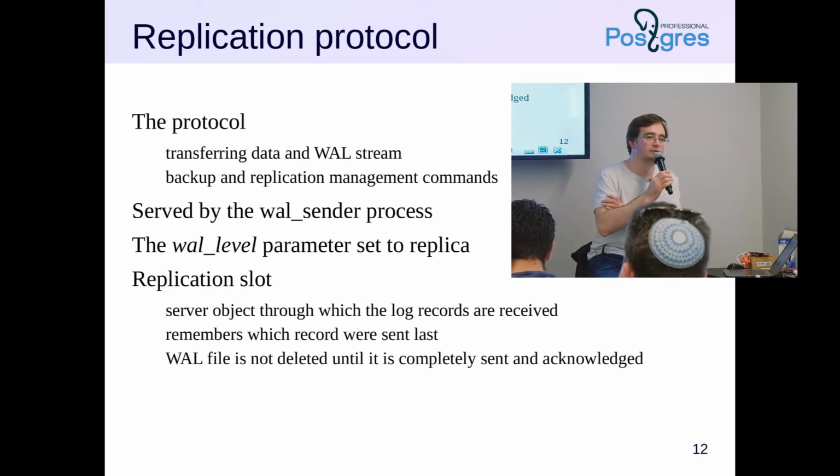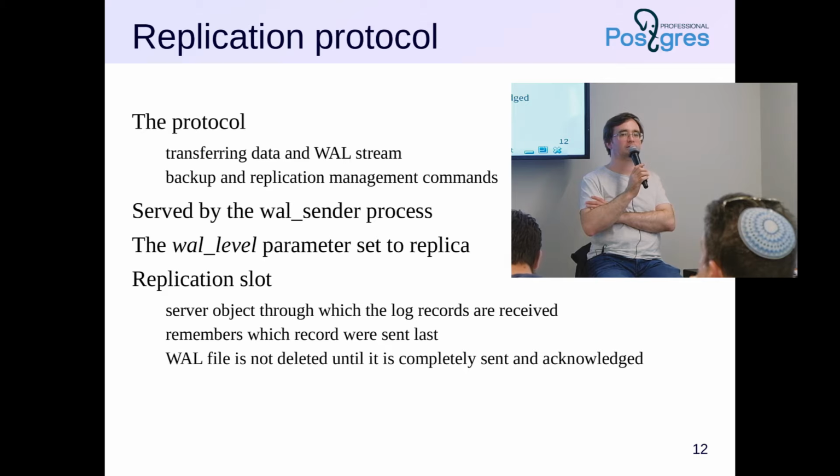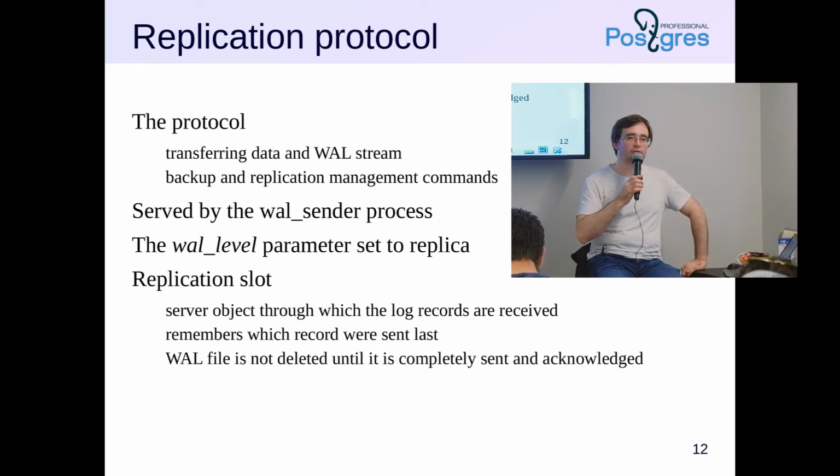And also you can use a replication slot. A replication slot is a database object which remembers what WAL records it sent to a client. And the server will not delete WAL files which were not completely sent to a client, and the client must confirm that it received these files. So a slot is used to ensure that the server will not delete necessary files.